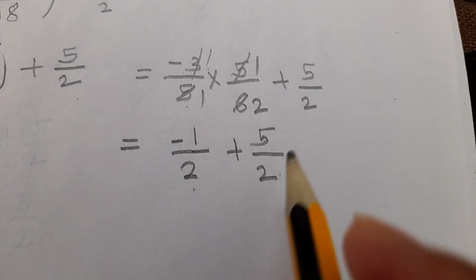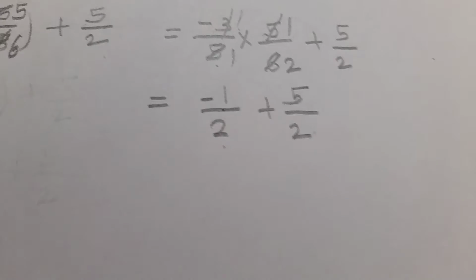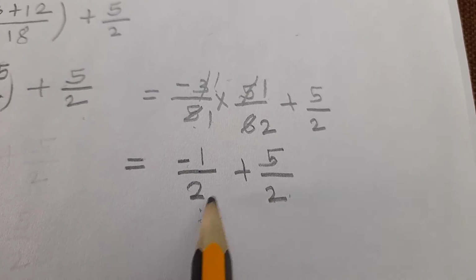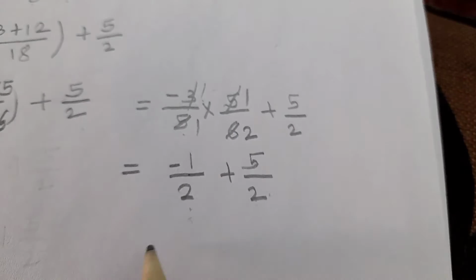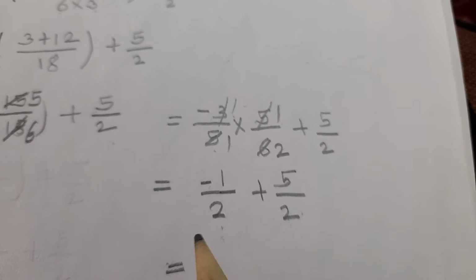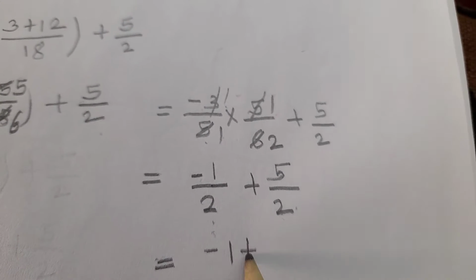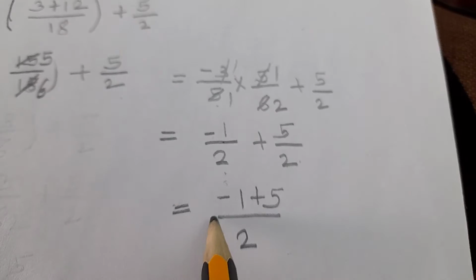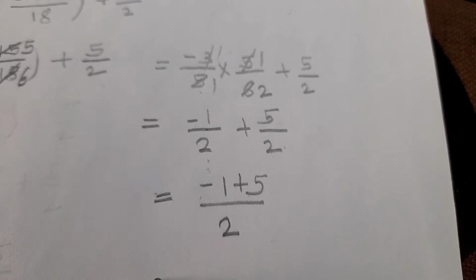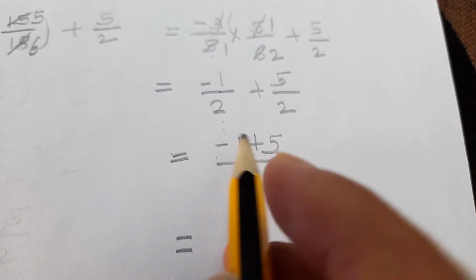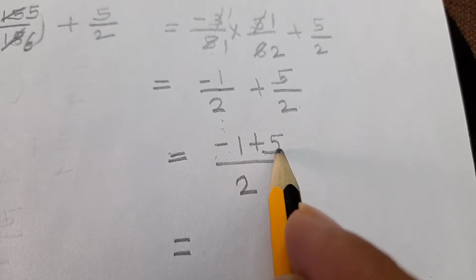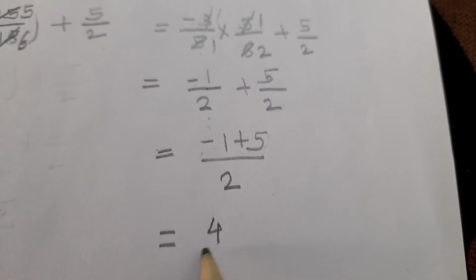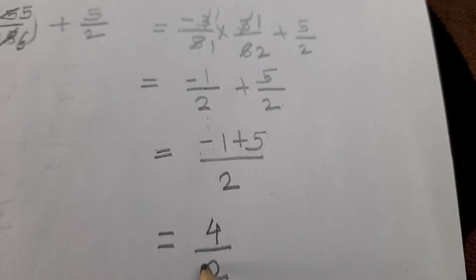We get the denominator the same here. Therefore, we can write directly here minus 1 plus 5 upon 2. Minus plus is minus, and we will take the sign of the bigger number to the answer. Minus 1 plus 5, the answer is plus 4 upon 2.